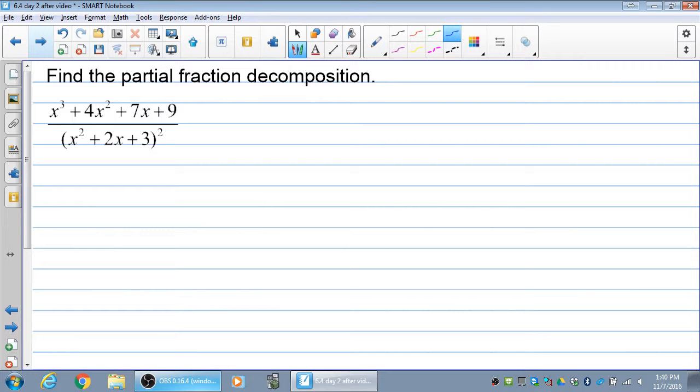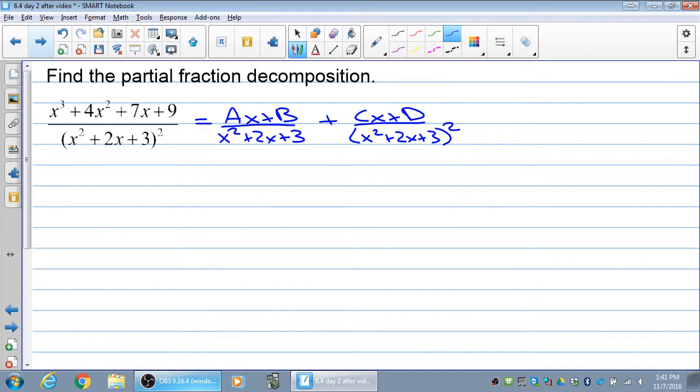Find the partial fraction decomposition. That's an x to the third over an x to the fourth. Do not have to do long division. But now I have ax plus b over x squared plus 2x plus 3 plus cx plus d over x squared plus 2x plus 3 squared. We treat those as if they're quadratic rather than treating them as if they're x to the fourth. Now I have to multiply this by x squared plus 2x plus 3 on top and bottom, of course. And now that we have all the denominators the same, we don't need them to solve this.